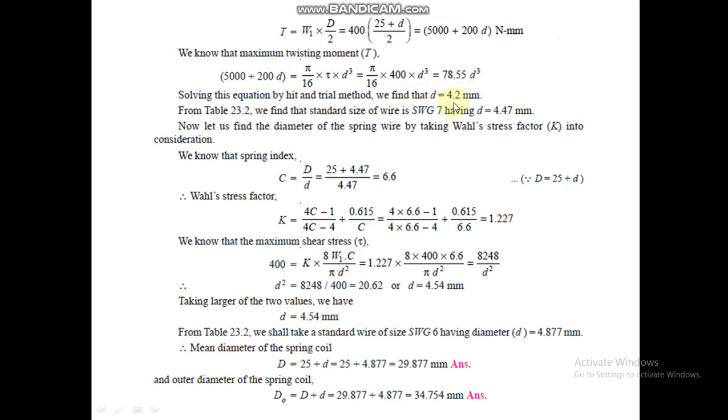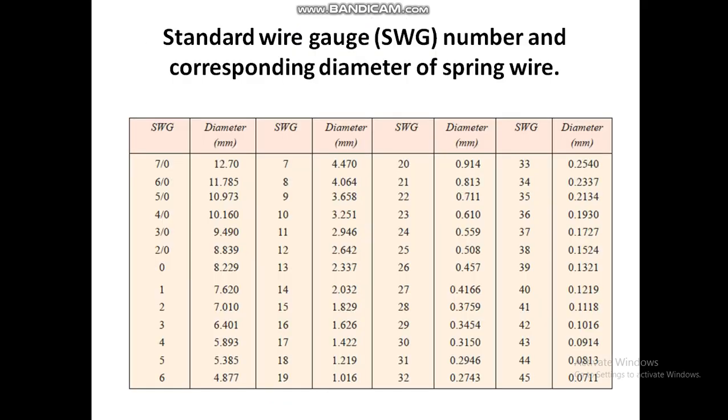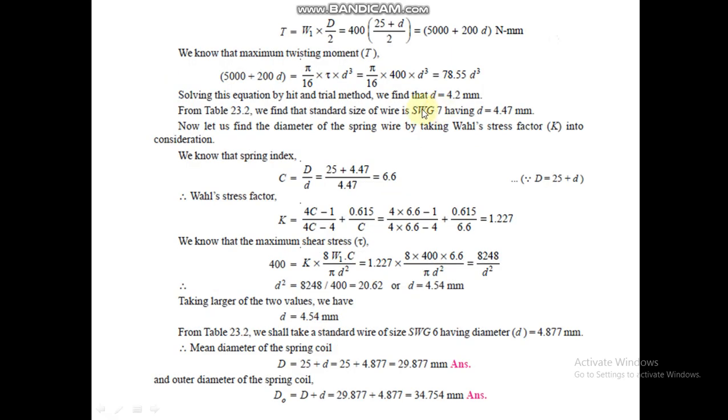So the wire diameter from the equation by hit and trial method will be 4.2. Now, for the wire diameter 4.2, you can see in this table, you will select 4.4, and your spring will be SWG 7. So you will select the spring SWG7.